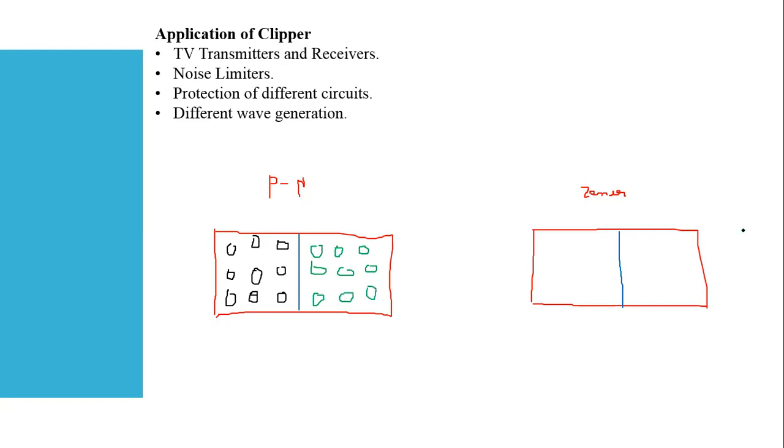Now in Zener also it is doped the same way. This is my n-type region, and here one sentence is written that it is heavily doped, meaning we have a greater number of impurities over here. So these are the electrons.